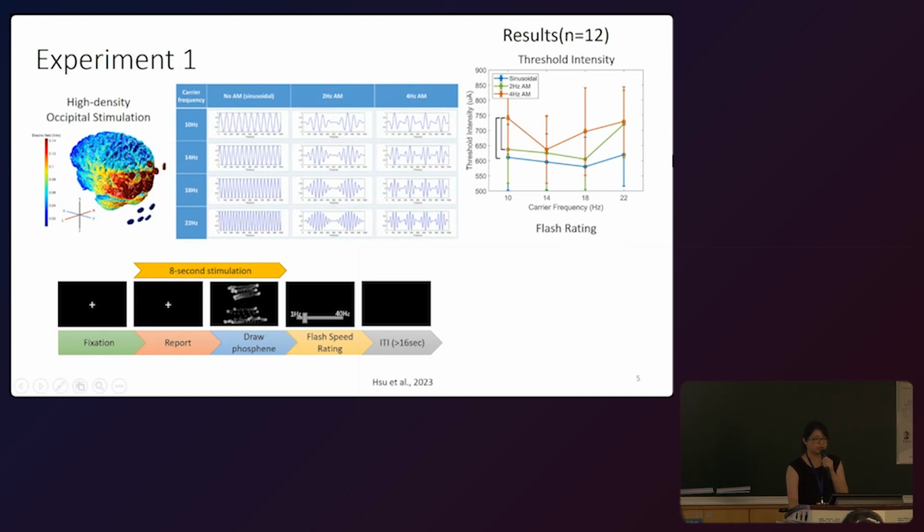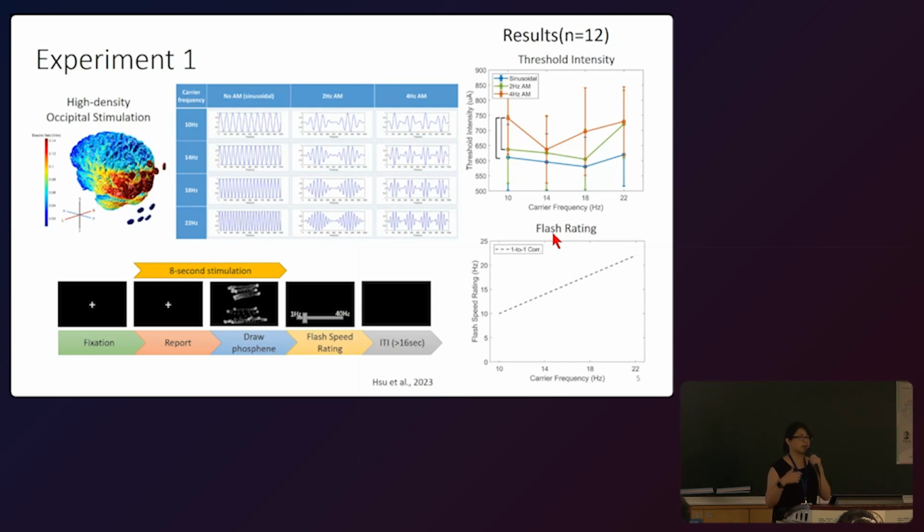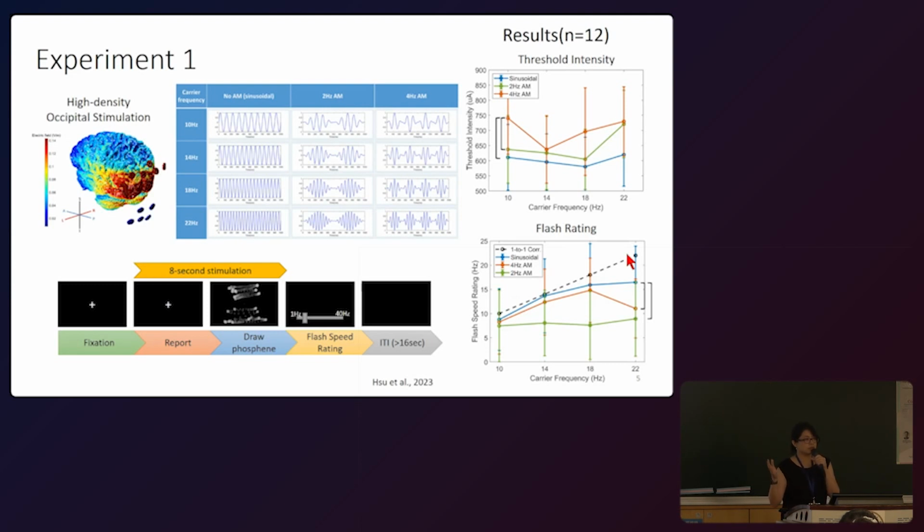The second part is the flashing rating. That means how fast the phosphene is flashing. Firstly, we draw this line here to represent the linear function if the subject, or like machines, can correctly detect the given frequency. Okay, so for the sinusoidal stimulation, basically you see subjects are quite correct, except that when the flashing is too fast, sometimes they cannot detect it. But basically, this line here can be explained by this linear function. And if you add a 4 hertz amplitude modulation, then you see the rating drops a little. And if you add a 2 hertz amplitude modulation, you see the line goes very flat, so the carrier frequency does not have any effect here, and basically the ratings are quite low.